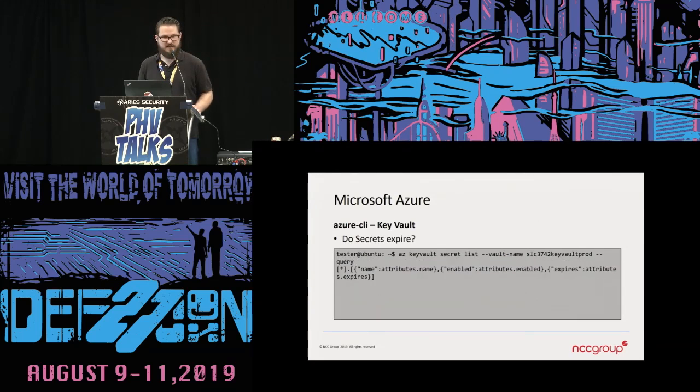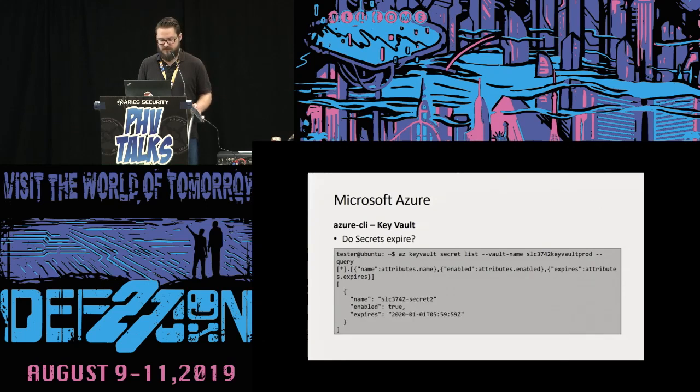Next thing we want to look at is the secrets in the vault. Do those also have an expiration date? So we get similar output here. We see that this secret also expires January 1st, 2020.